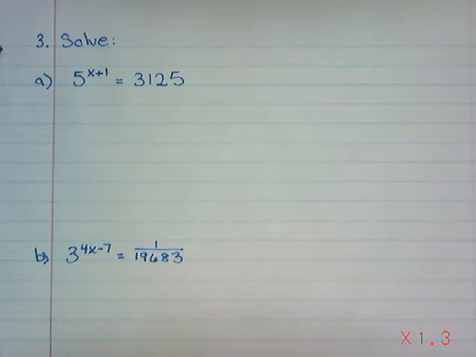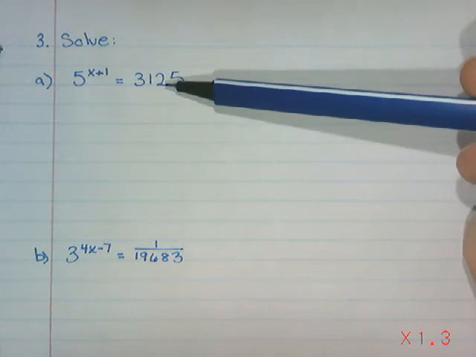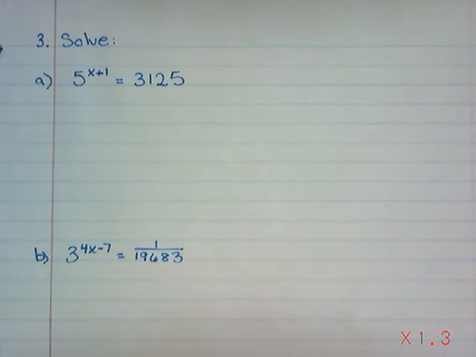This is part 3 of our video on exponential function review. So this is question number 3 that says solve each of the following. So these are all exponential equations. Our first one says 5 to the power of x plus 1 equals 3,125.